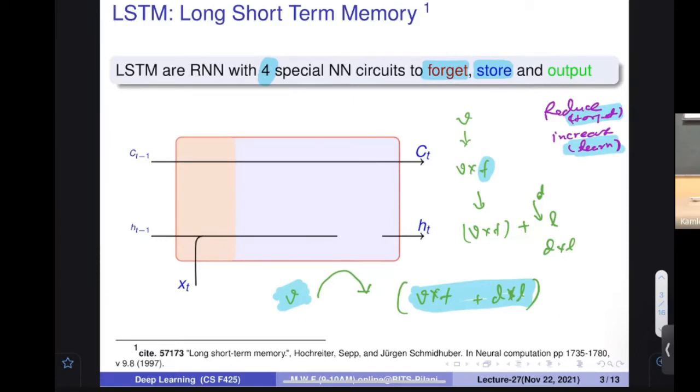Okay. Let me ask another question. You can also say, sir, if I have the value V, I can learn V equals V plus something, DL. Initially you learn something and then afterwards you forget, so you say V plus DL multiplied by F, the forget factor. Is it also the right strategy? Yes or no?